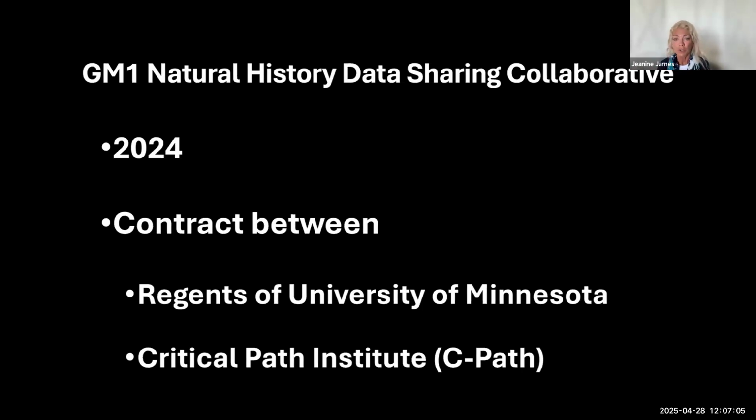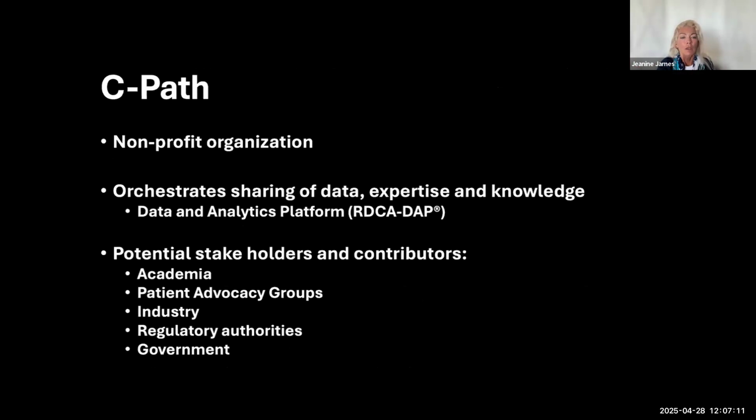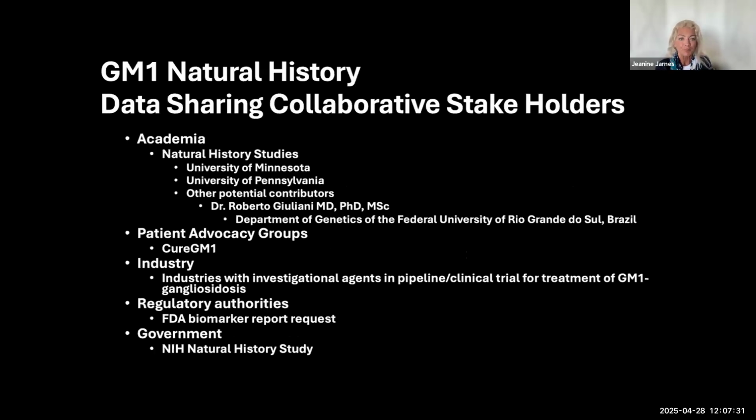It involved a contract between the Regents of the University of Minnesota and C-Path. And as you've heard from 2 speakers on C-Path, it's a nonprofit organization. They house the data. They use a data and analytics platform, the RDCA-DAP, and potential stakeholders, as you've already gathered, might be academia, patient advocacy groups, industry, regulatory authorities, and government. In our particular case with GM1 gangliosidosis, academia is a part of this collaborative group that is working with C-Path. And right now we have 1 patient advocacy group, Cure GM1.